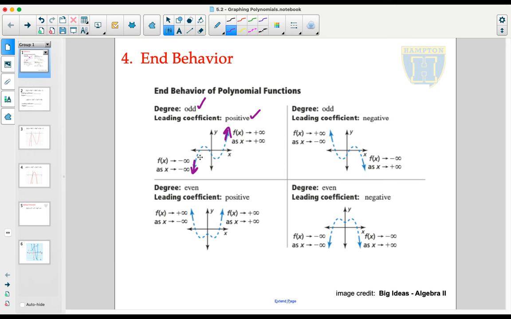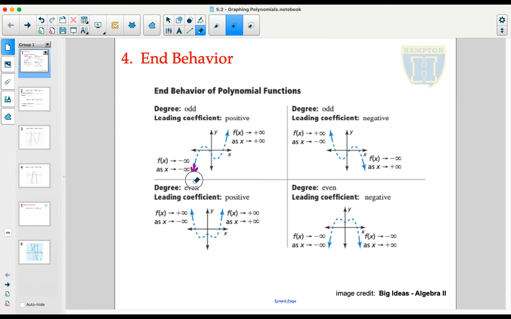We could see multiple bumps, valleys, peaks. Lots of different things can happen in between those two ends. So when we talk about end behavior, we're really not describing anything in the interior of the function. We are describing everything on the exterior of the function.